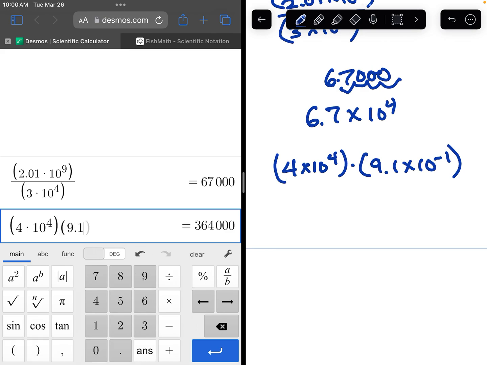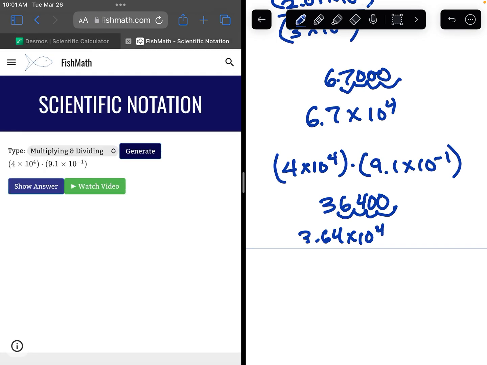So 9.1 times 10 to the negative 1. So that gives us 36,400. Again, let's put it in scientific notation. Take this decimal, move it in between 1 and 10, so 3.64 times 10 to the 1, 2, 3, 4, that's 10 to the 4. And that's our answer.